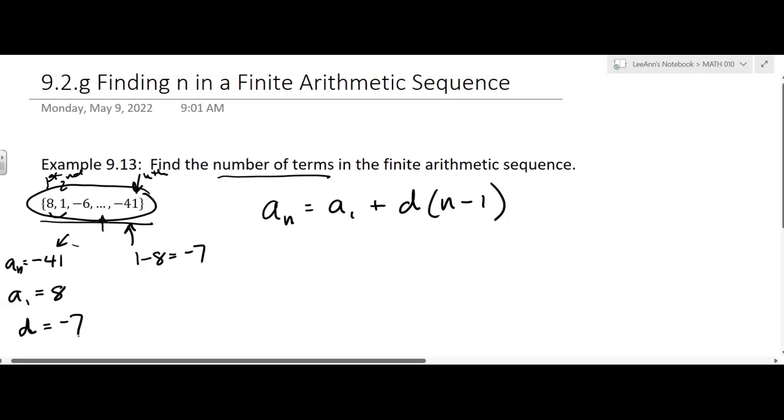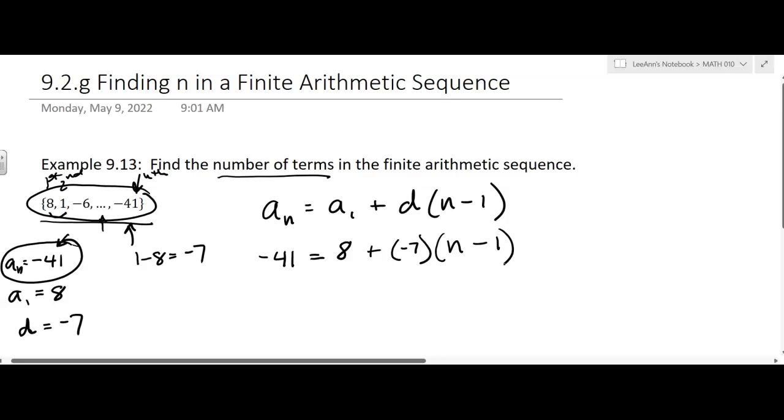We can put all that information then into our formula. So we know a sub n. That's the key here. We know the last term is -41. We know the first term is 8. That you can probably see. We know d is -7. Again, you can figure out what the common difference is. But we don't know n, and so we're going to just write that for now.